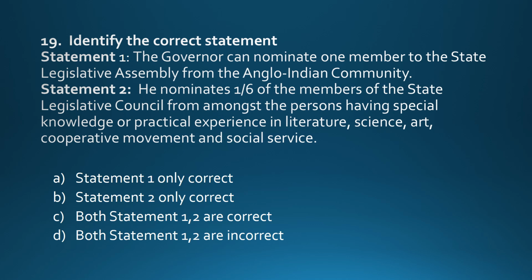Question number 19. Identify the correct statement. Statement 1. The governor can nominate one member to the state legislative assembly from the Anglo-Indian community. Statement 2. He nominates 1/6 of the members of the state legislative council from amongst the persons having special knowledge or practical experience in literature, science, art, cooperative movement and social service.